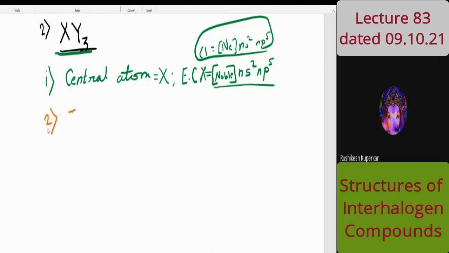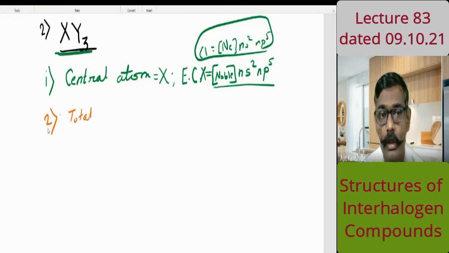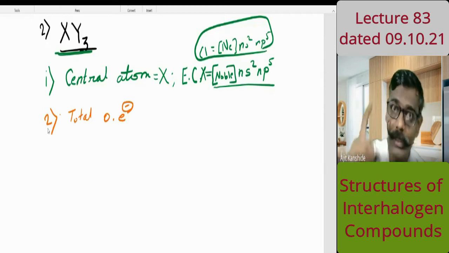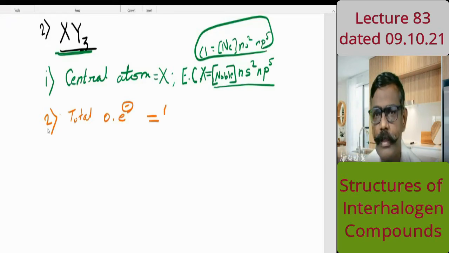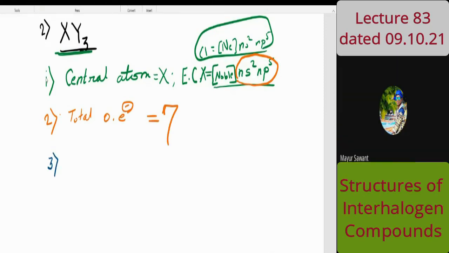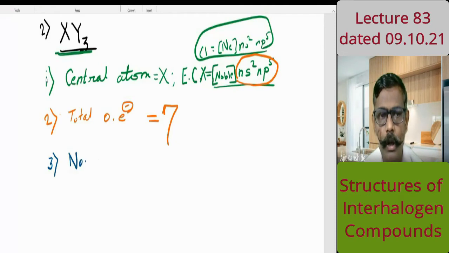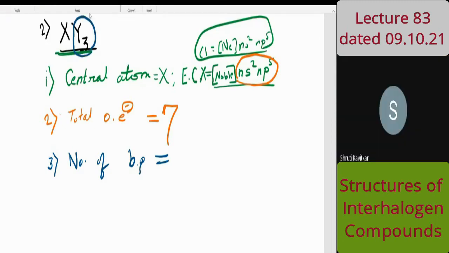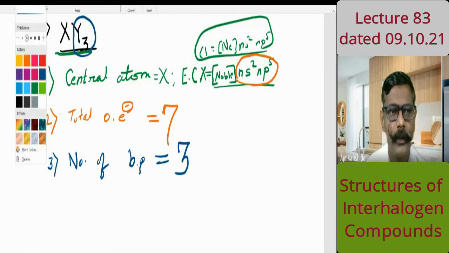Second point, number of total outermost electrons. In any halogen, how many remain? 7. Yes, right. What's the third point? Number of bonds, or you can say bond pairs, is equal to the number of atoms surrounding. How many are they? Yes, 3.